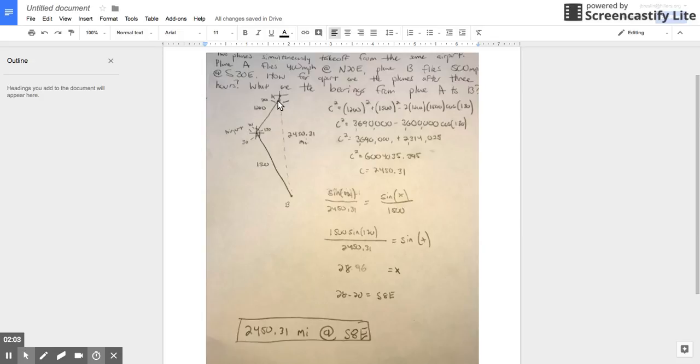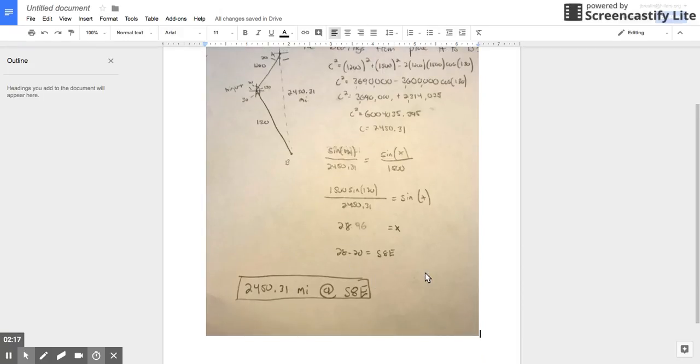Because this is a 20-degree angle, we work 20 degrees back to get to the y-axis, and then we have 8 more degrees to get to the line between A and B. So we're on a heading, or a bearing, of south 8 east, and that's our final answer: 2,450.31 miles at south 8 east.